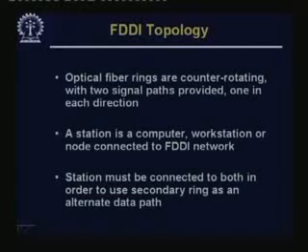So, that is why we have two counter rotating rings with two signal paths provided, one in each direction. A station may be a computer, workstation or node connected to the FDDI network. So, there are some network nodes also, we will talk about this. A station must be connected to both in order to use the secondary ring as an alternate data path. If it is connected to only one of them, then it cannot use the alternate path.